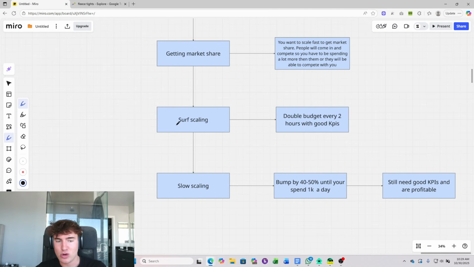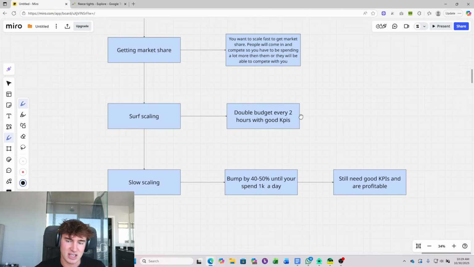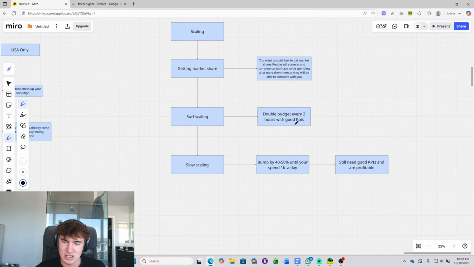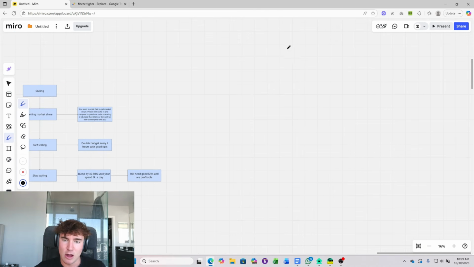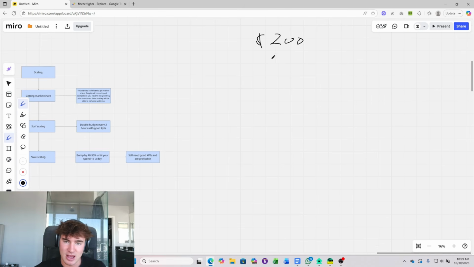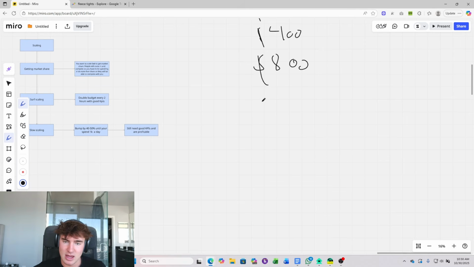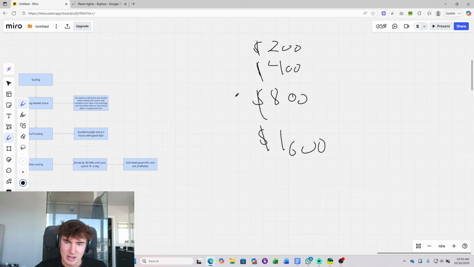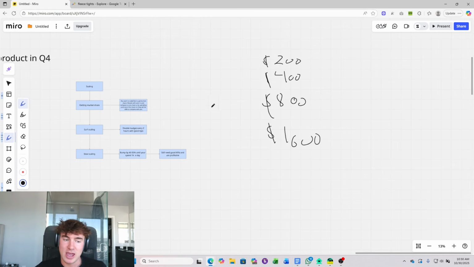One way that you can do that is called surf scaling. Basically, with surf scaling, you are doubling budget every 2 hours as long as your KPIs are good. Kind of how that works, if you start at $200 a day, you're just doubling budget every single 2 hours. So if you wake up with good KPIs, you're doubling again, still have good KPIs, you're doubling again, still have good KPIs, you are doubling again, and so on. Basically you're just aggressively scaling your campaign so that you can get to higher spend fast, so then you can be looked at as the dominant spender in the market space for this product.